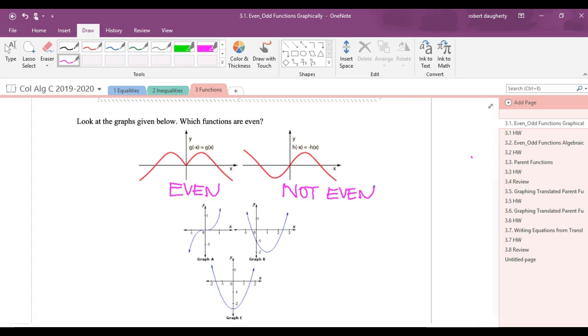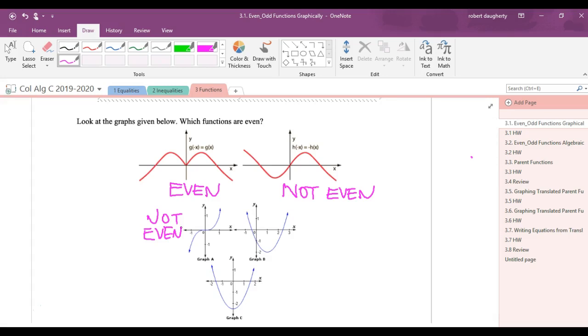So what about this function here? Is this an even function? Yeah, this one is not. This function is not even, because this point here, I would need it to be a reflection. It's not an exact reflection. What about this one here?